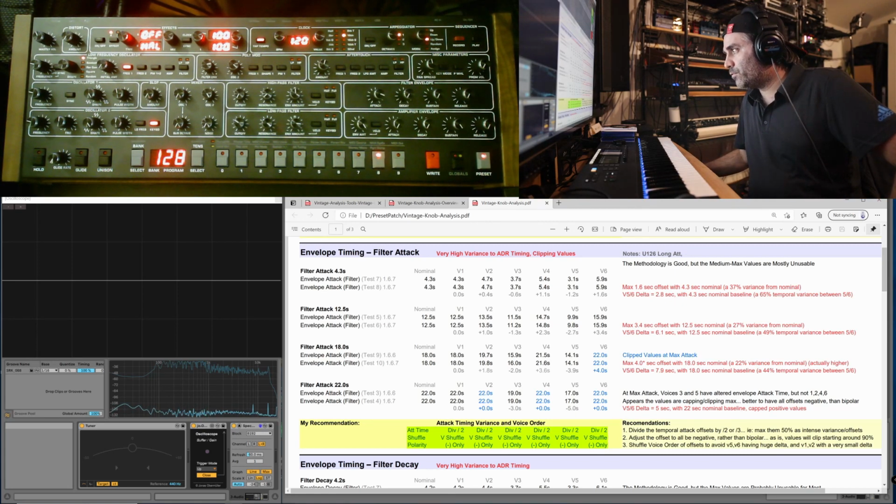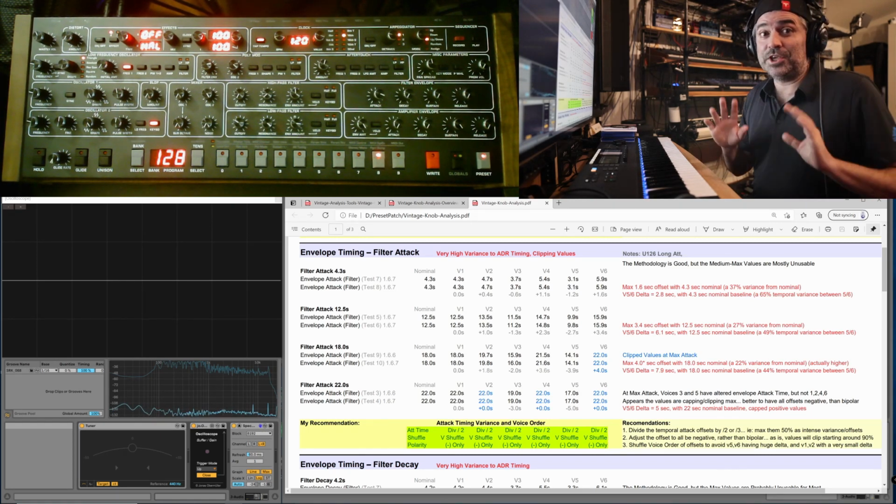you've got, between voice 5 and voice 6, a negative 4-second almost differentiation on voice 5 and plus 4 seconds from nominal on voice 6. So you've got a delta, the difference between voice 5 and voice 6, of about 8 seconds difference temporally. And that's a huge amount.